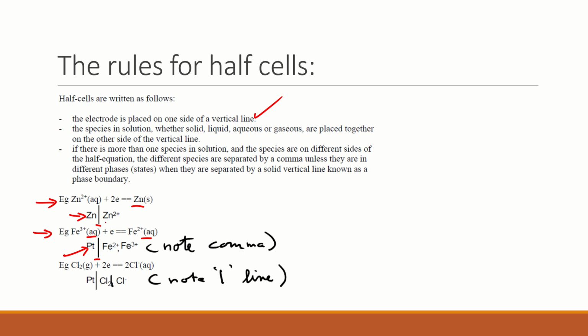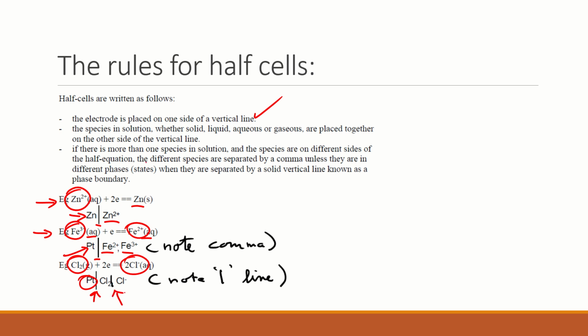Well, that's dead easy for this one. We only have one other thing, zinc 2+. Down here we have iron 2 and iron 3. And down here we have a platinum electrode on one side of a vertical line, and then here we have chlorine and chloride ions. So there you go, on the other side.